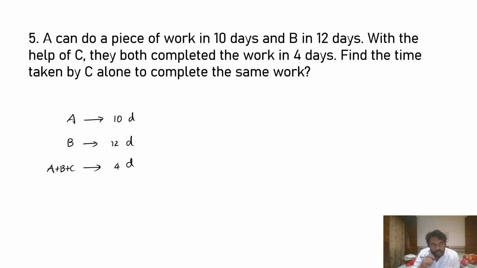Whenever you see numbers like this, blindly follow the LCM method. So you assume work. How will you assume work? You will take the LCM of 10, 12 and 4, which will be 60 units. I'm not going to write again and again. You would be well versed with the steps you will follow in the LCM method, I hope.